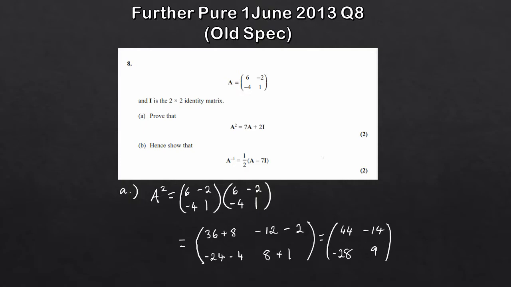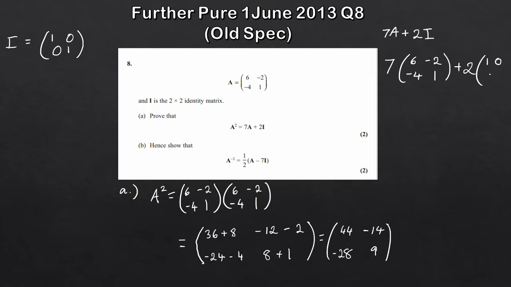Okay, but now we need to show that this is equal to 7A plus 2I, right? So we can do this over here. Remember, I is the identity matrix, so for the 2 by 2 matrix, it's just the leading diagonal of 1, so 1, 1, and everything else is zeros. Now we need to do 7 times A. So that's 7 lots of (6, minus 2; minus 4, 1), plus 2 lots of (1, 0; 0, 1). When you're multiplying by a scalar, just times each individual element by that scalar. So 7 times 6 is 42, minus 14, 7 times minus 4 is minus 28, and finally 7 times 1 is 7. Again, just times the ones by 2.